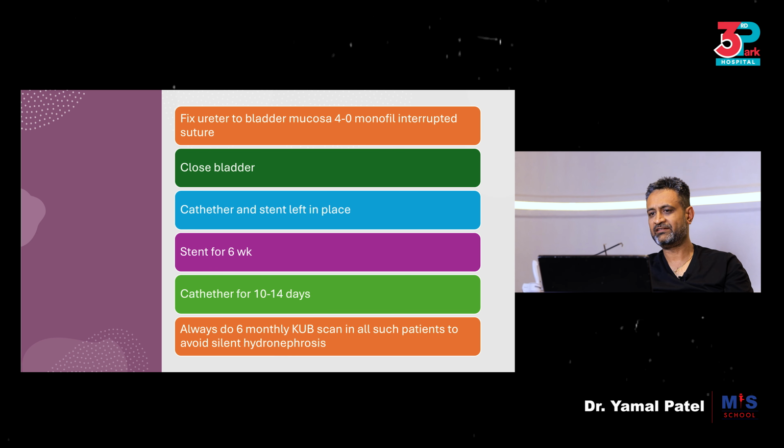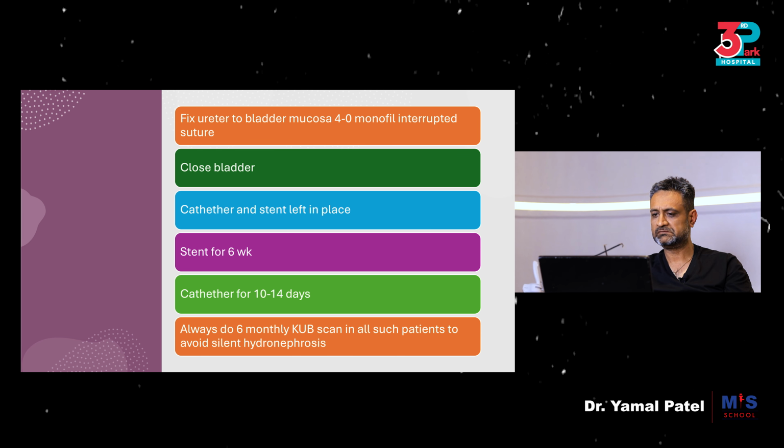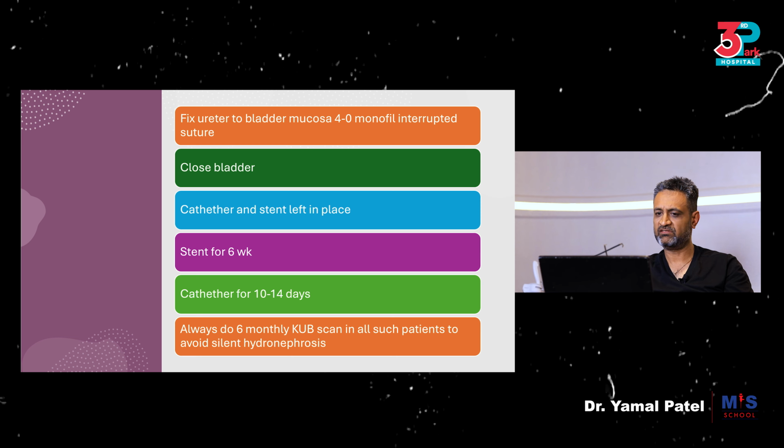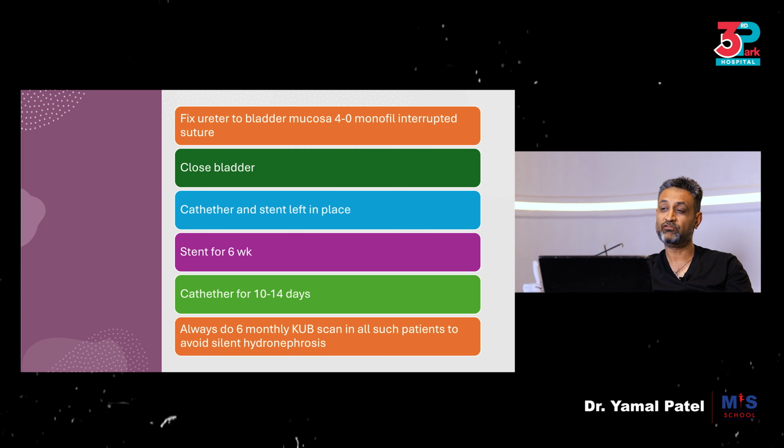So this is how you would do ureteroneocystotomy. Once you have fixed the ureter to the bladder mucosa, again using 4-0 or so monofilament interrupted sutures, you would then close the bladder, leaving the catheter and stent in place, stent for around 6 weeks, catheter for at least 10 to 14 days, and always do a 6-monthly KUB scan in such patients to avoid missing out silent hydronephrosis that could persist afterwards. So it's good to keep a watch on such patients so that you ensure it doesn't get stenosed by any reason later.